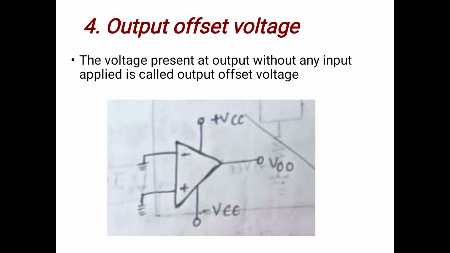Fourth one, output offset voltage. The voltage present at the output without any input applied is called output offset voltage. And this was the output offset voltage circuit. Here we are connecting the input to the ground.